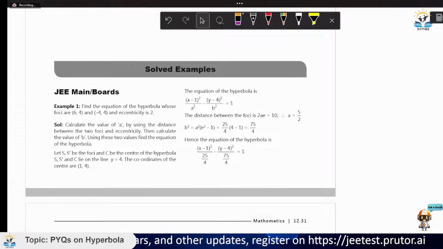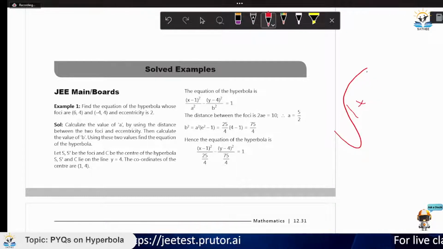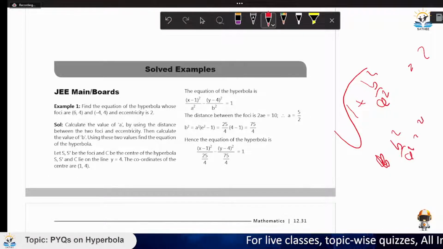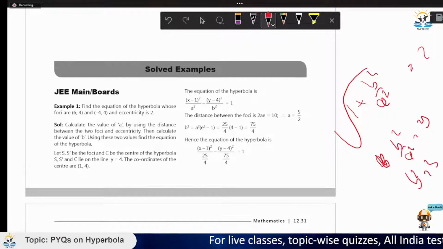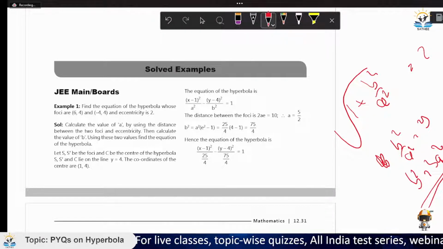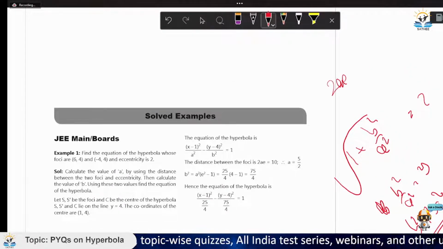The first question is: find the equation of the hyperbola whose foci are given and eccentricity is 2. Eccentricity is defined by root over 1 plus b square by a square, that is equal to 2. So we get that b square by a square is equal to 3, and b square is equal to 3a square. This is what we get. And for the hyperbola whose foci are given, the distance between foci is 2ae, is it not?